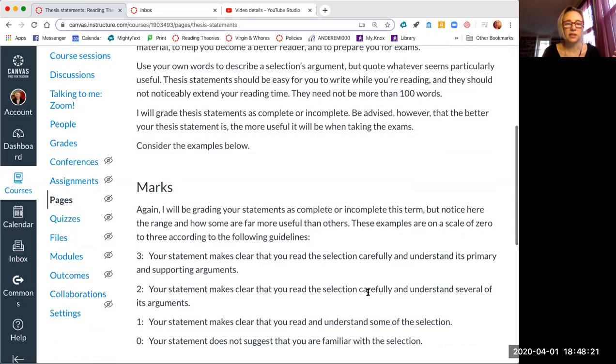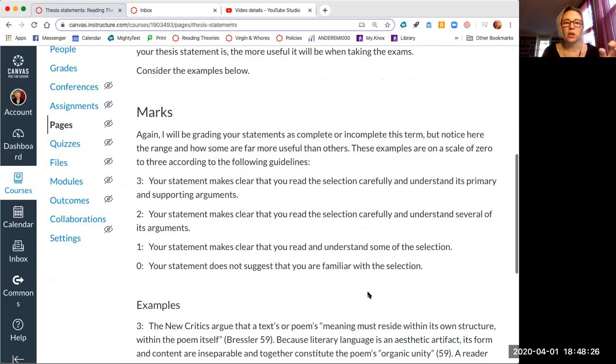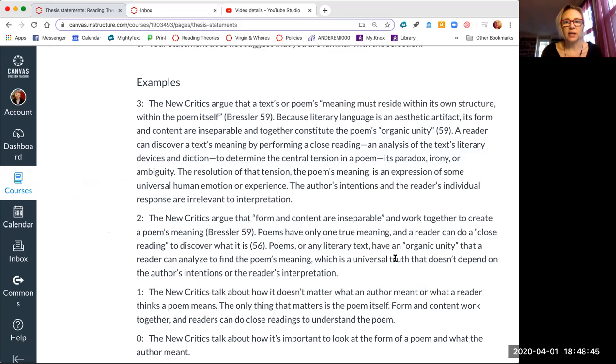Again, I mentioned this in the syllabus walkthrough, but I'm showing you the marks that I normally give to thesis statements to let you know that if you got a 3 or a 2, that would be complete. If you got a 1 or a 0, that would be incomplete. Again, the examples are assuming, and this is false, that the whole chapter was on the new critics. And what I want you to notice is how detailed the first example is. And the thesis statements don't need to be more than 100 words. This is almost exactly, it's like 98 words.